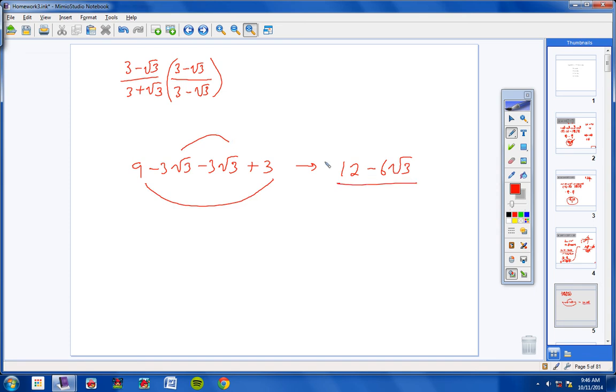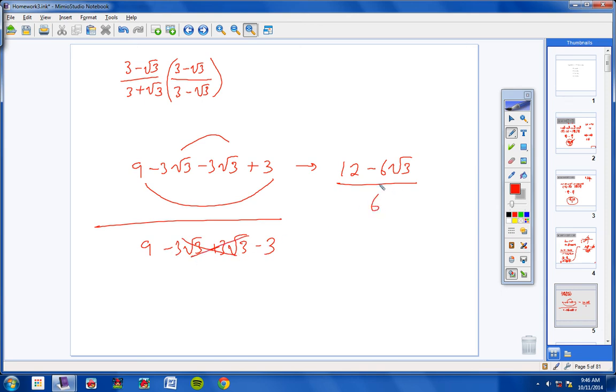Now in the bottom here, in your denominator, 3 times 3 is 9. 3 times square root of 3 is negative 3 square root of 3. Square root of 3 times 3 is positive 3 square root of 3. You can see these are going to cancel out. And then positive times negative is negative. Square root of 3 times 3 is 3. These cancel out. 9 minus 3 is 6.